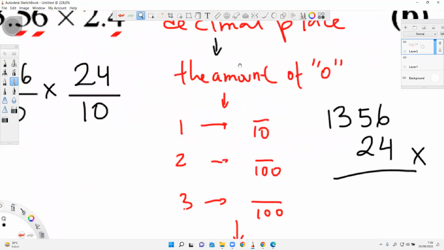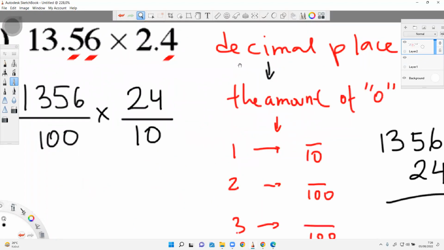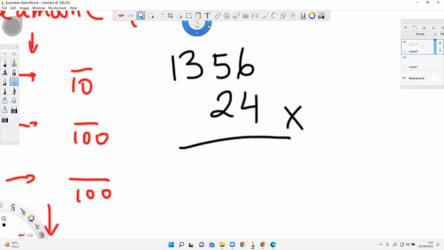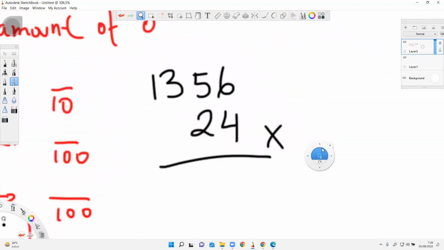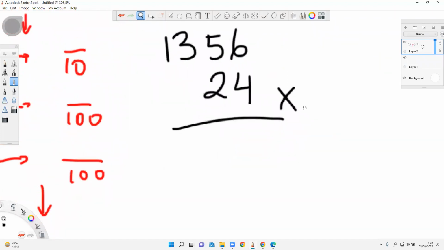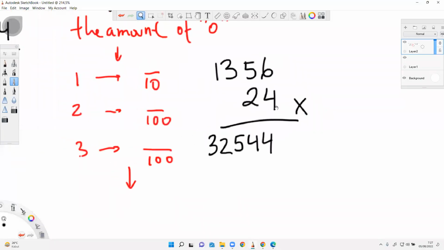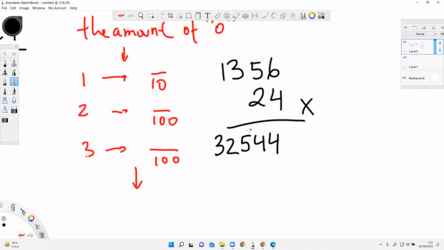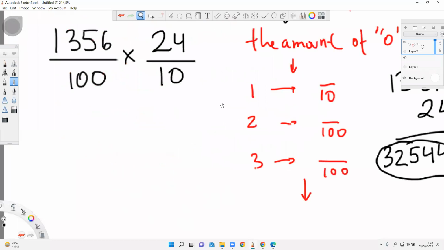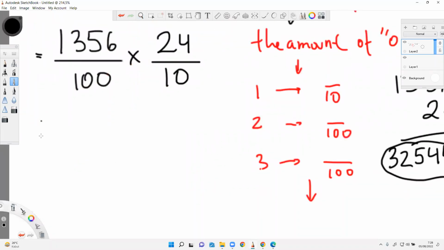Okay, so we do the hard part. Top on top, 1356 times 24. Does anyone want to do this? I'm waiting for someone to do this. Some of you do. Every one of you, please do. As it is already done by our student here, three students got the same answer, so I assume that's the answer. 32,544. So write it down.